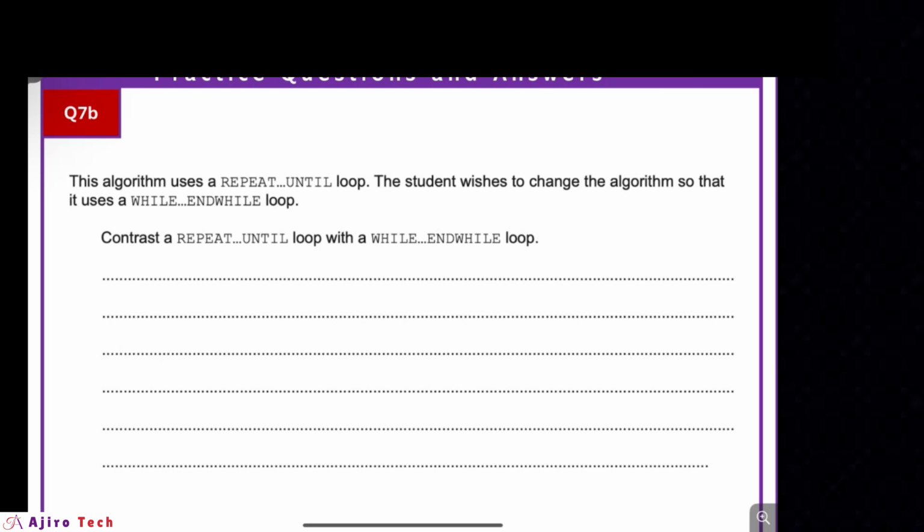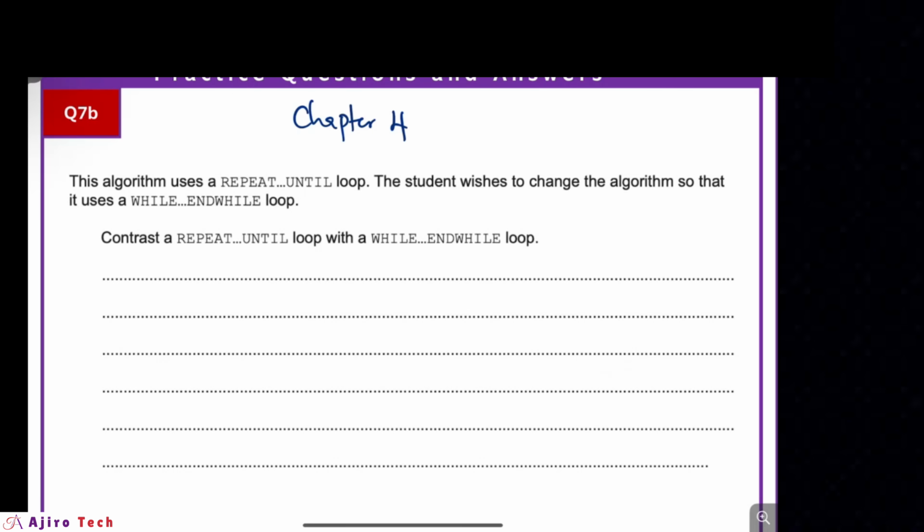Question 7b. The algorithm uses a repeat until loop. The student wishes to change the algorithm so that it uses a while loop. Construct a repeat until loop with a while loop. So this is chapter 4. You can also see it in chapter 3 as well.